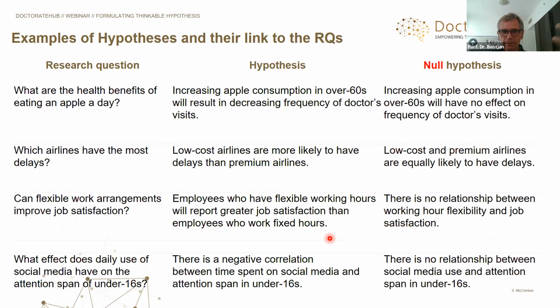But you can go deeper, and that goes back to your Nasreen. You can say employees who have a 4 days working week will report greater job satisfaction than employees who work fixed hours. And then you could go deeper, and you could say, outsource employees, for example, who work flexible working hours will report something like that. It's really up to you.